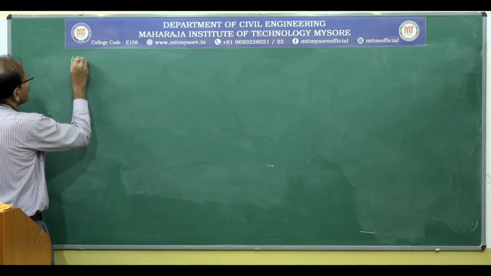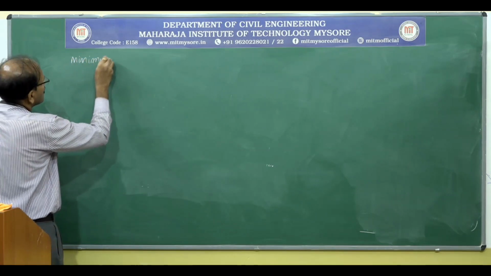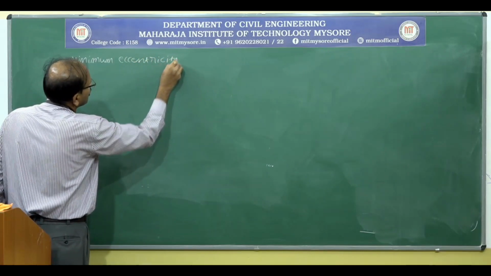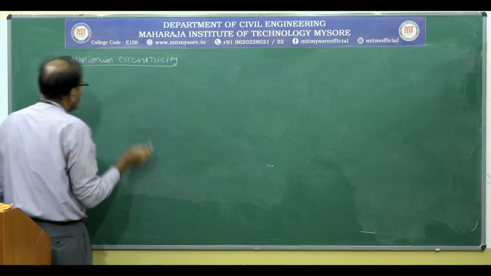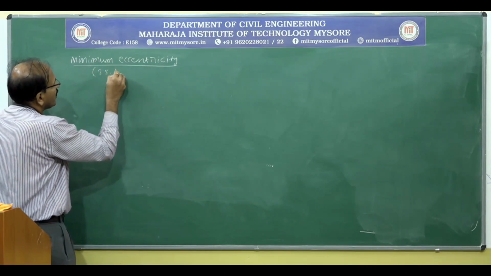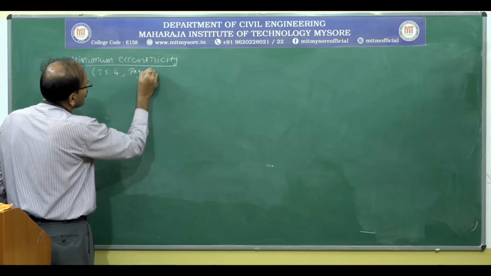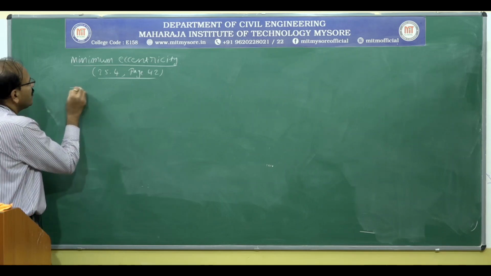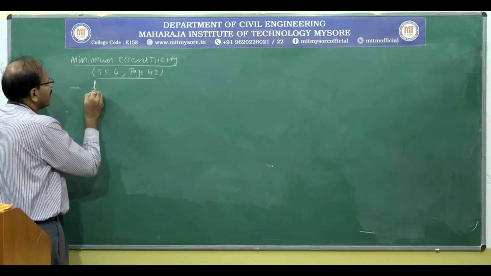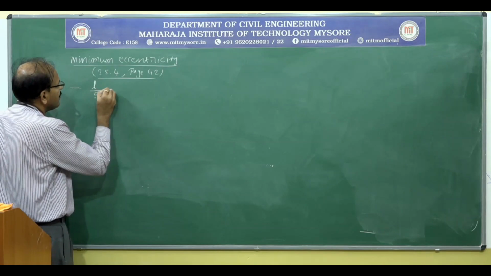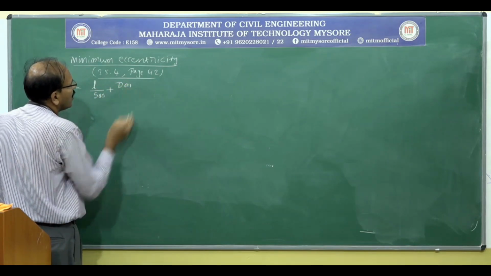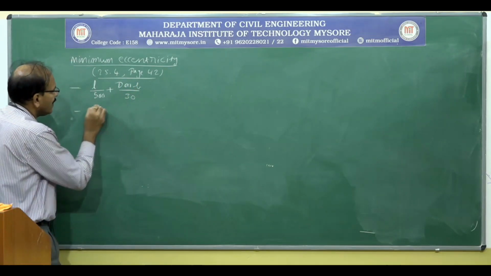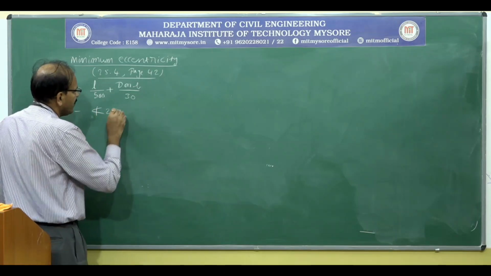Minimum eccentricity. This is as per 25.4, page 42 of the code book. So minimum eccentricity should be L divided by 500 plus D or B divided by 30, and not less than 20 mm.